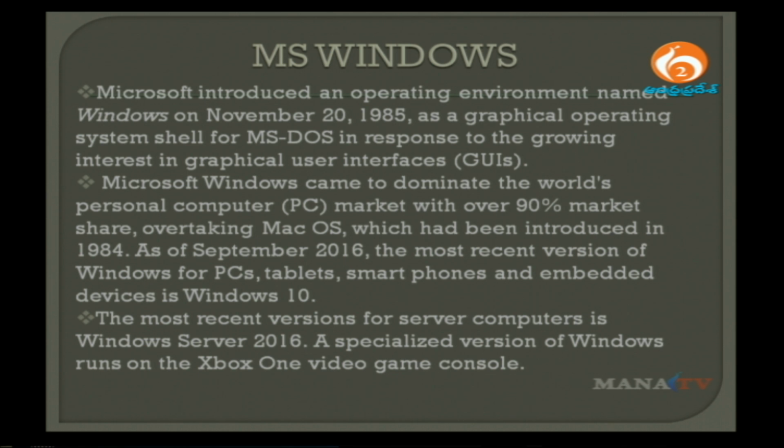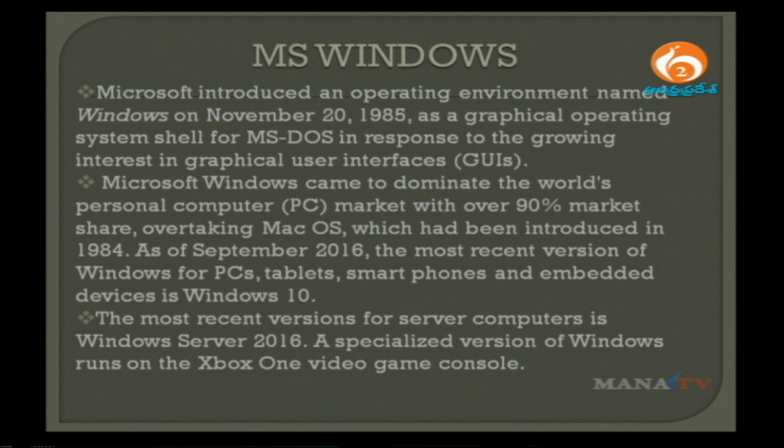Microsoft introduced an operating environment named Windows on November 20th, 1985, as a graphical operating system shell for MS-DOS, in response to the growing interest in graphical user interfaces, GUIs. Microsoft Windows came to dominate the world's personal computer (PC) market with over 90% market share, overtaking Mac OS, which had been introduced in 1984. As of September 2016, the most recent version of Windows for PCs, tablets, smartphones, and embedded devices is Windows 10. The most recent version for server computers is Windows Server 2016. A specialized version of Windows runs on the Xbox One video game console.